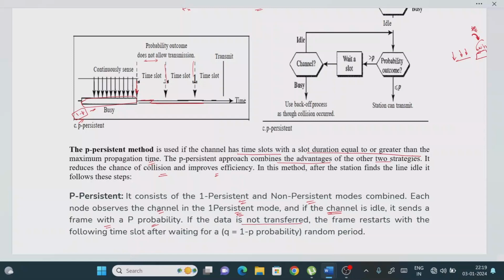If the data is not transferred, the frame restarts with the following time slot after waiting for 1 minus p probability, nothing but a random period of time. It means that, for example, for this particular time period, the particular probability outcome is there. Suppose the channel is busy, again it will not go here, right? So it will restart the timer from this time slot. That is the meaning of this. Now we will see that procedure.